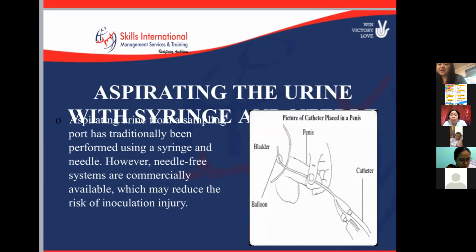Now, in aspirating urine with the syringe, this is how it looks. You get a syringe and a needle and aspirate. However, a needle-free system is commercially available, which reduces the risk of needle-stick injury. Because this is a three-way, you have to get it from the other tube. So like this.